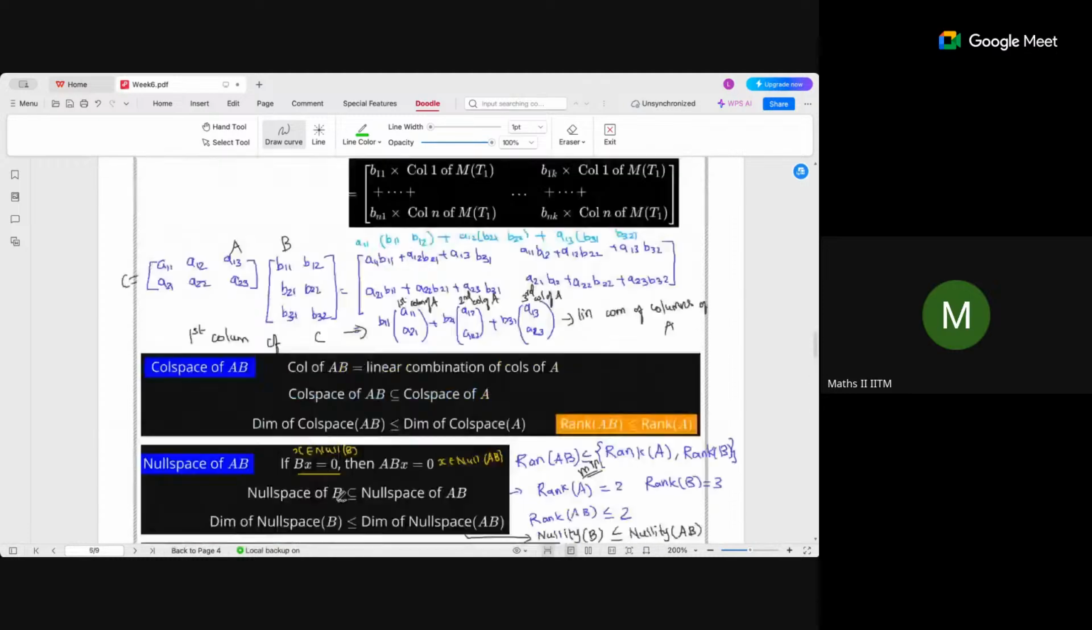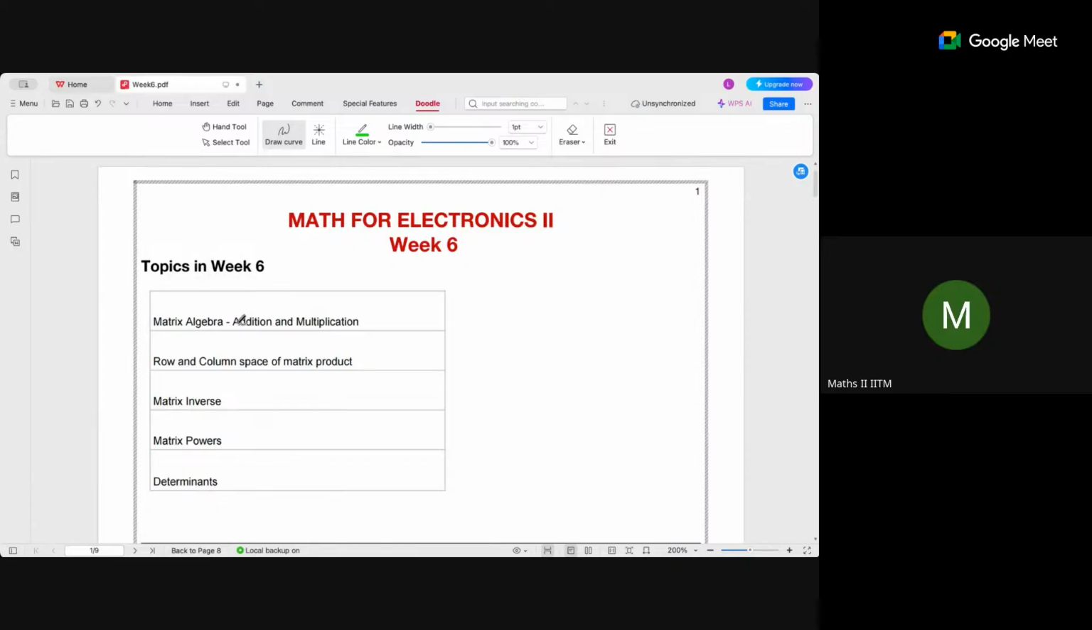So in week 6, the main topics are matrix algebra, addition and multiplication, then row and column space of the matrix product and matrix inverse, and then we also have matrix powers and determinants. In today's session, we have covered matrix algebra, row and column space of the matrix product, and matrix inverse. Tomorrow we will cover matrix powers and determinants. Is that clear for everyone? Good, then we will continue with week 6 tomorrow. See you all again tomorrow.